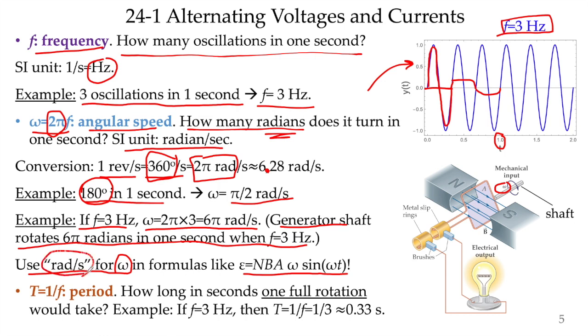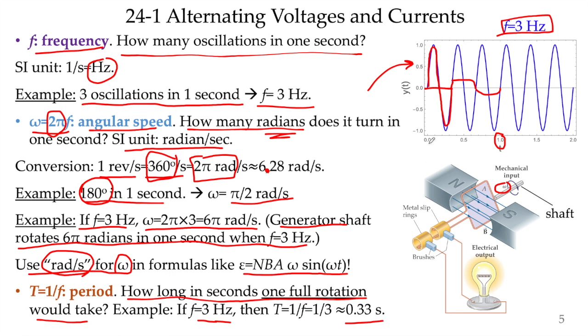you have to use radians per second in the formula. Now, lastly, the concept of period: it's basically 1 over frequency, and it answers the question how long in seconds one full rotation would take. Like how many seconds does it take for one full rotation? It could take 5 seconds, it could take 0.1 seconds. So for example, if the frequency is 3 Hertz, then the period will be 1 over frequency, which is 1 over 3, which is approximately 0.33 seconds.